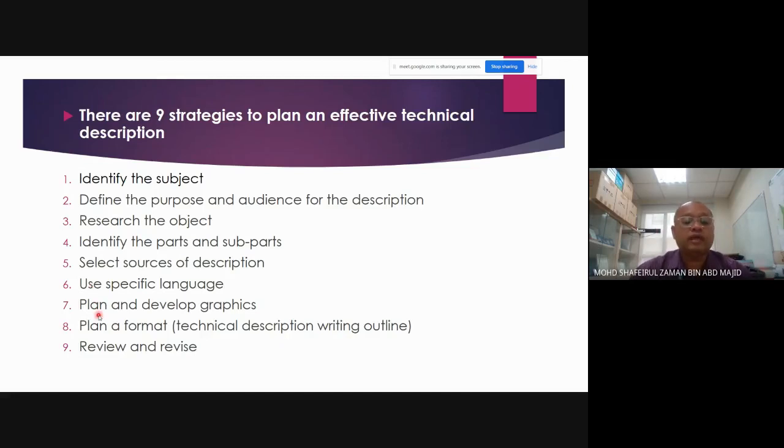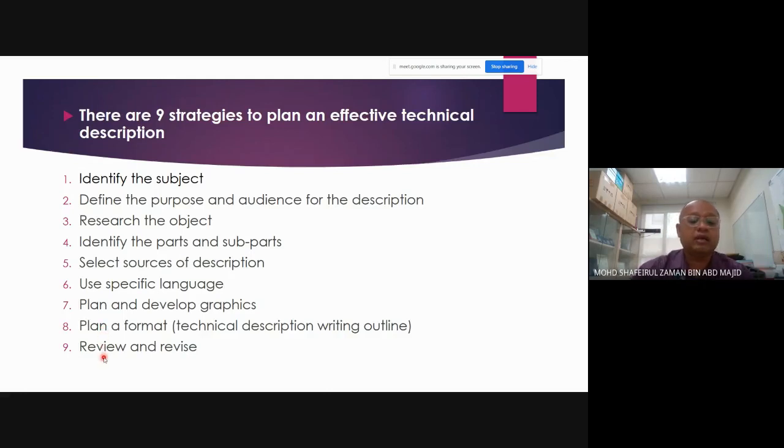Number seven, plan and develop graphics. This is going to be helpful because you need to look for the relevant graphics to describe more about your technical description. Remember, people can understand better if you have the diagram, if you have the illustration, compared to just words. So that is going to be for number seven. Number eight, plan a format. I'm going to share with you the format or the outline afterwards.